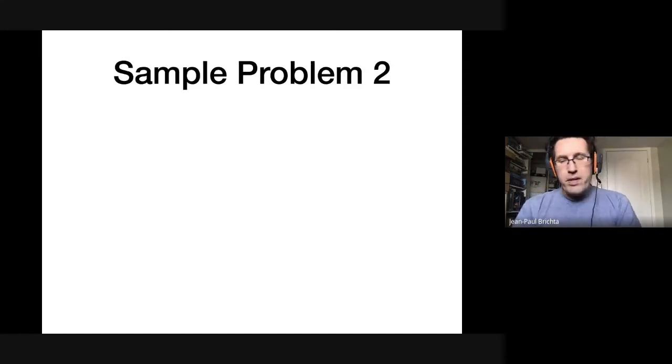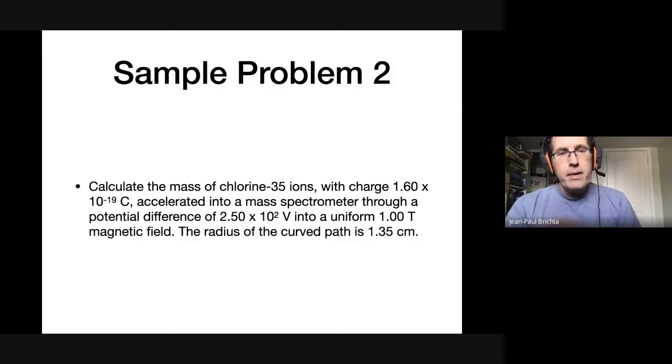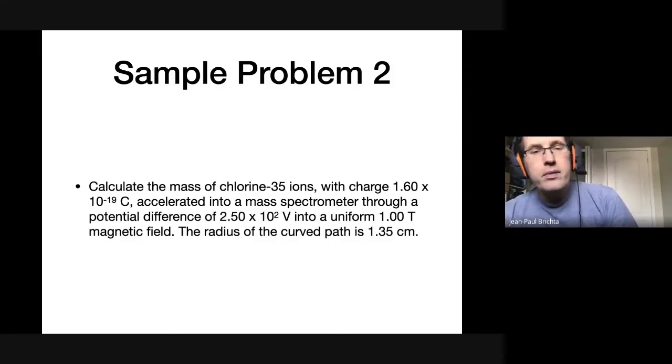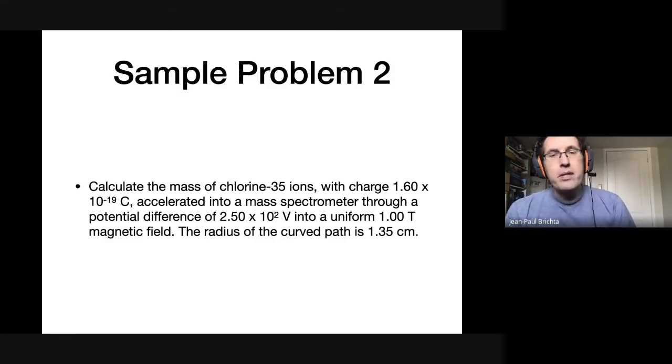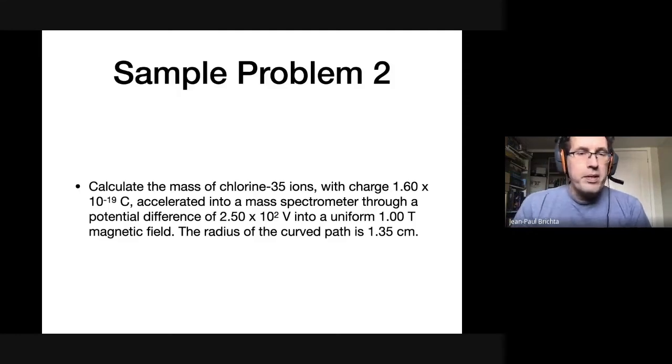Okay, so moving on to the second sample problem. We're asked to calculate the mass of chlorine-35 ions. Chlorine-35 means that it has a mass of 35 atomic mass units, and it has a charge of 1.60 times 10 to the negative 19 coulombs. In other words, it has a charge of +1, one missing electron, essentially. It's accelerated into a mass spectrometer through a potential difference of 250 volts into a uniform 1 Tesla magnetic field. The radius of the curved path is 1.35 centimeters.